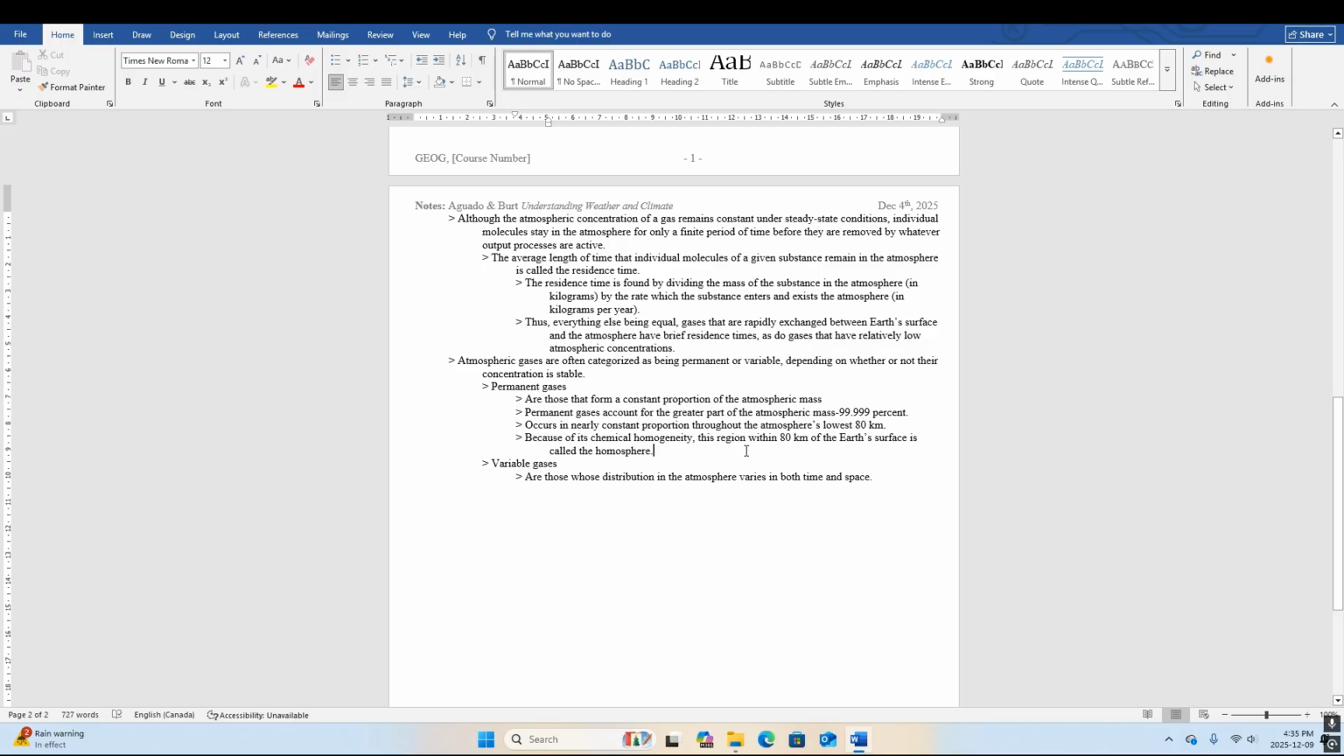Okay, and for most purposes, we consider the Homosphere virtually the entire atmosphere. Okay, so we can sort of put that in there. The Homosphere can be considered virtually the entire atmosphere.